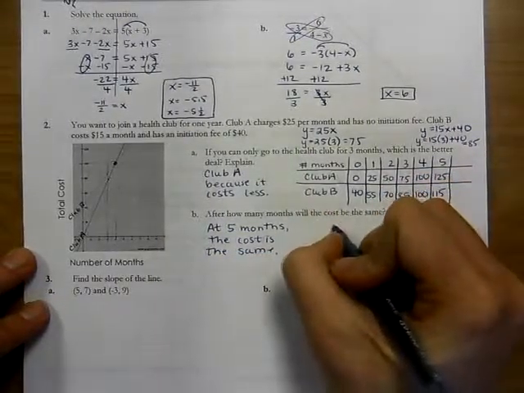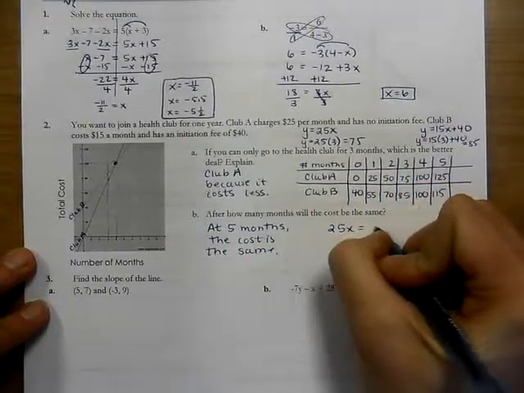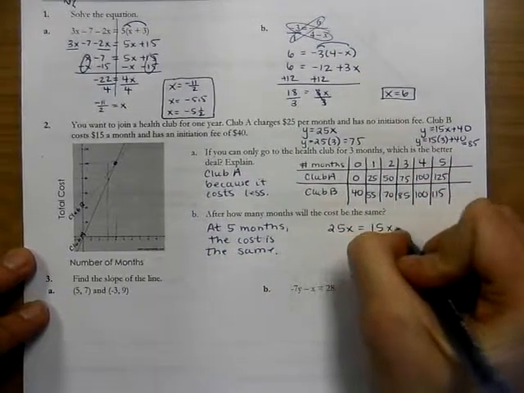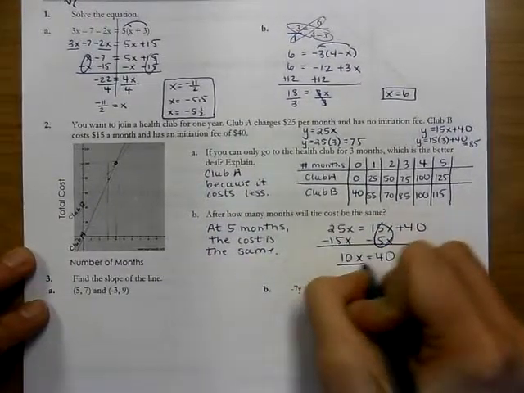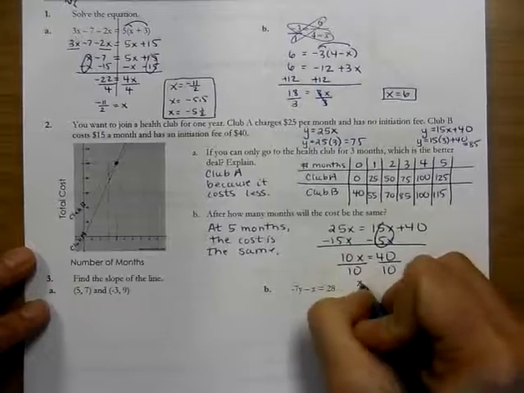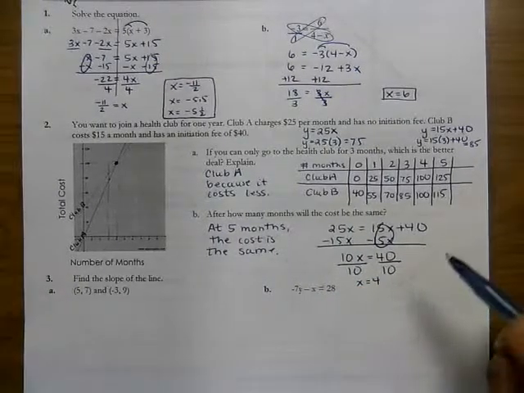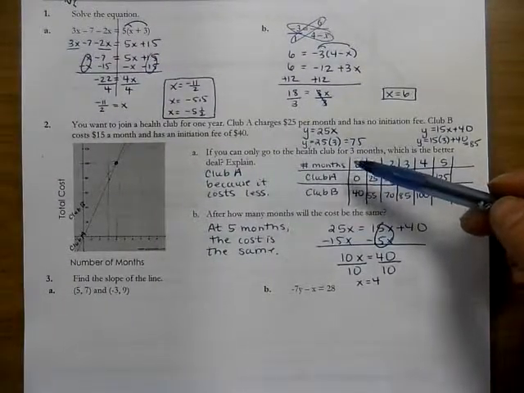We could also use those equations we had, and the cost being the same means that the costs are equal, and we could set those equations equal to one another. So subtract 15x from both sides. I get 10x is equal to 40. Divide by 10, and we get x equals 4. And all you have to remember is what x represents, and x represents the number of months.